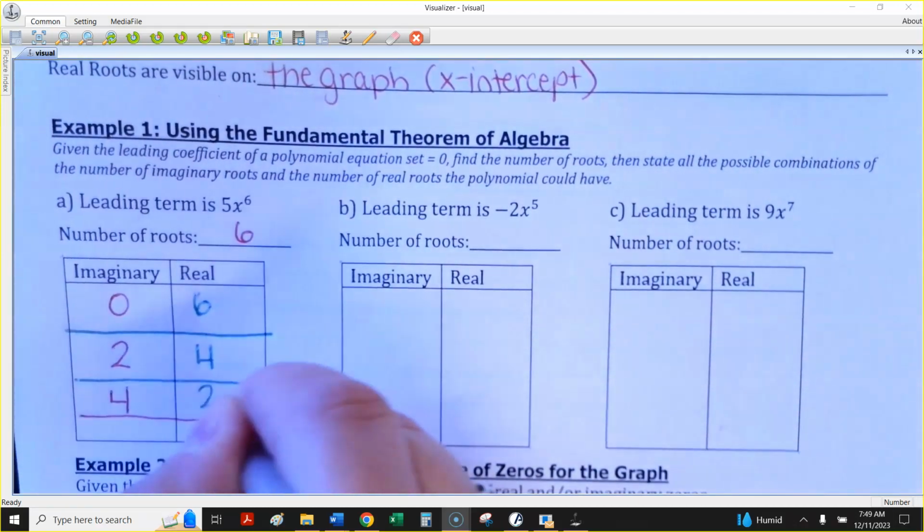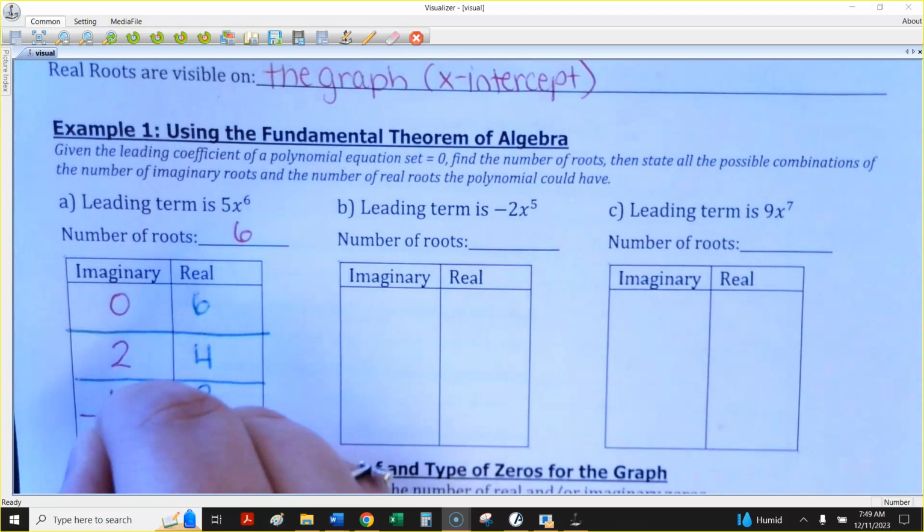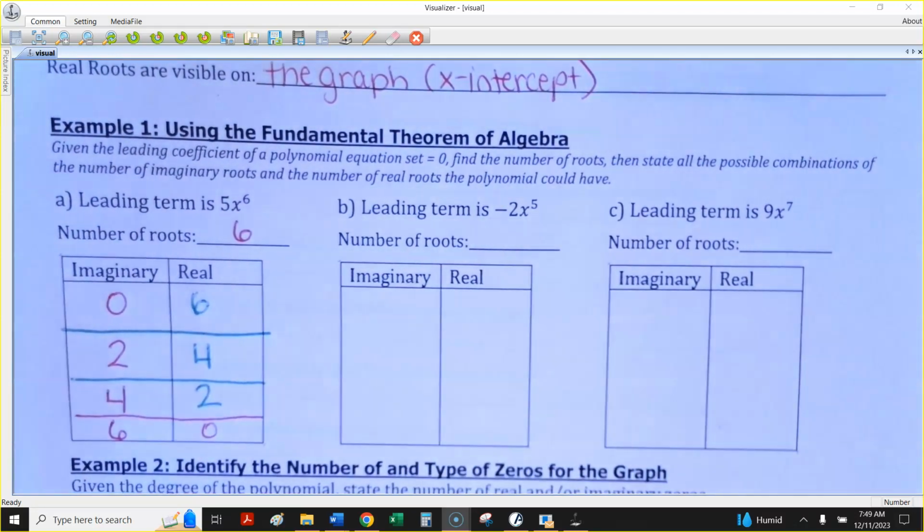And then the last possibility, all 6 could be imaginary, and then you would have 0 real. So those are all the possible things that can happen. That's all I know from that because I don't know the rest of the equation or we don't have a picture of a graph. Does anybody have a question?